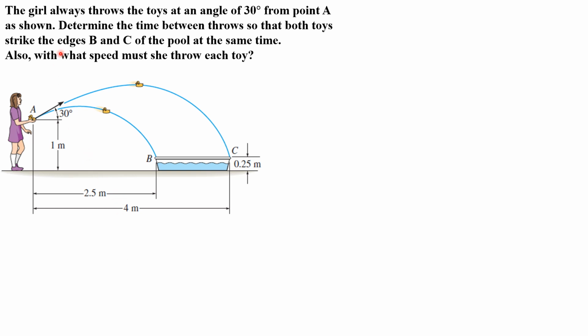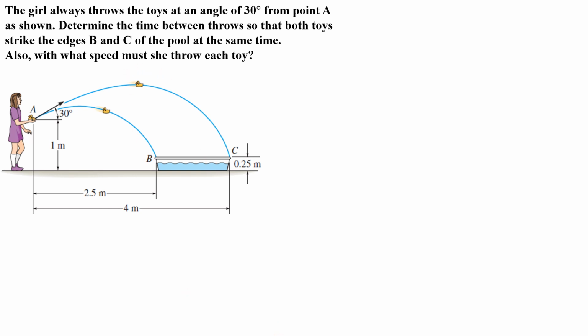Okay, here's a question on projectile motion. We have a girl throwing two toys at an angle of 30 degrees from point A, and we want to find the time between throws such that both toys will strike the edges of the pool, B and C, at the same time. Then we need to find the speed of each throw.